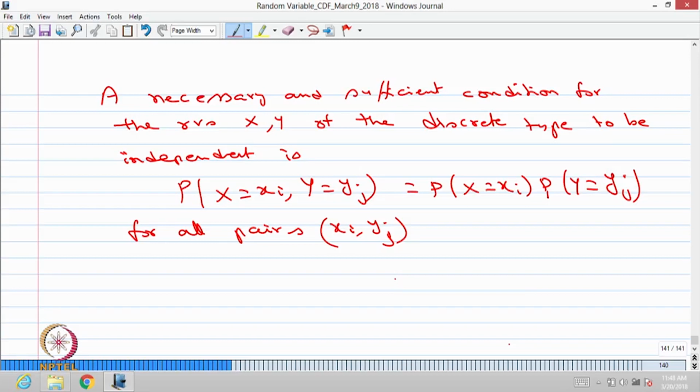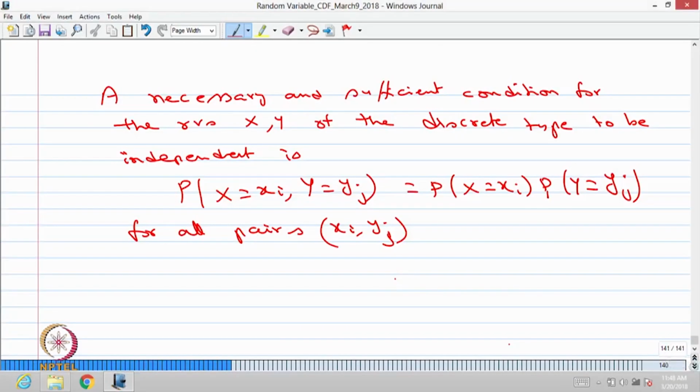That means if two random variables of the discrete type are independent, then this condition will be satisfied. We call this condition the independence condition. Similarly, if this condition is satisfied for all pairs, then both the random variables are of the discrete type and they are independent. Similar results hold for the continuous type also.